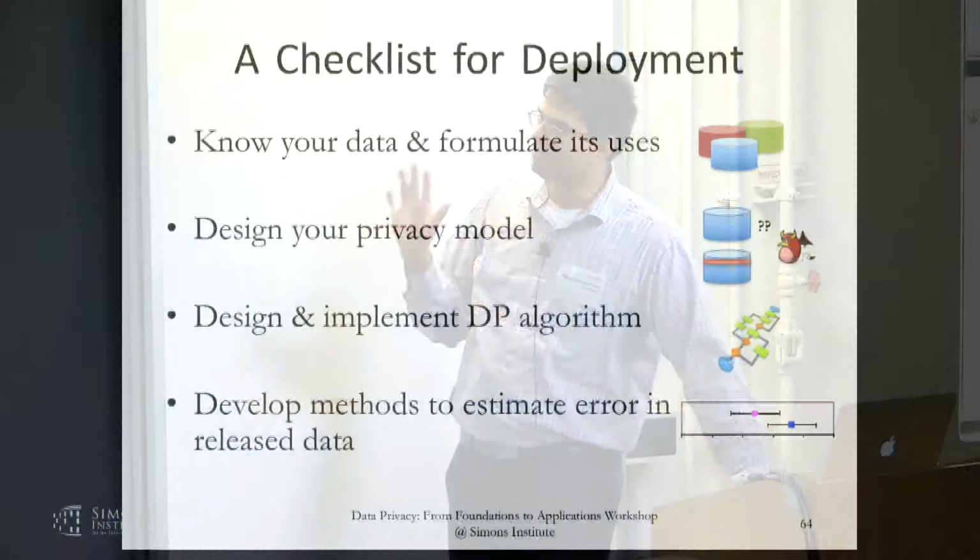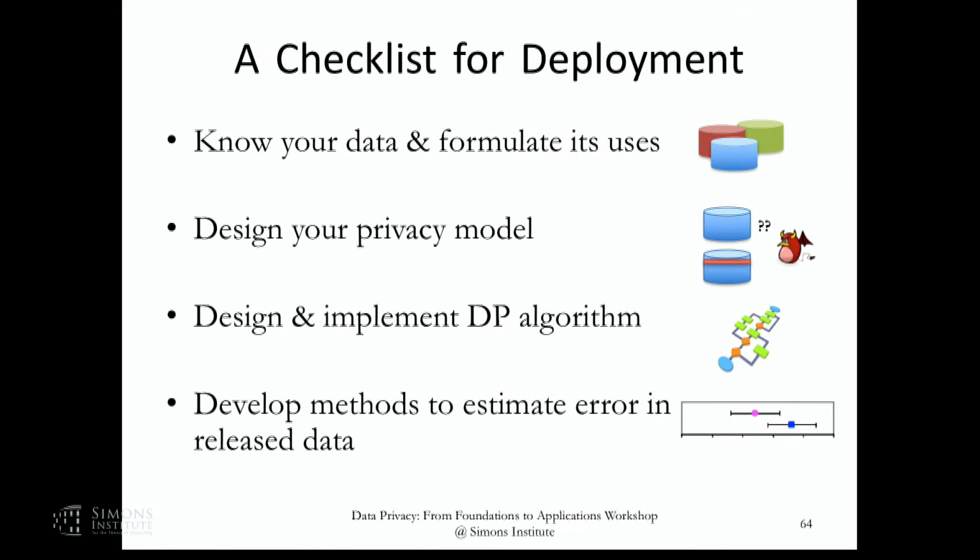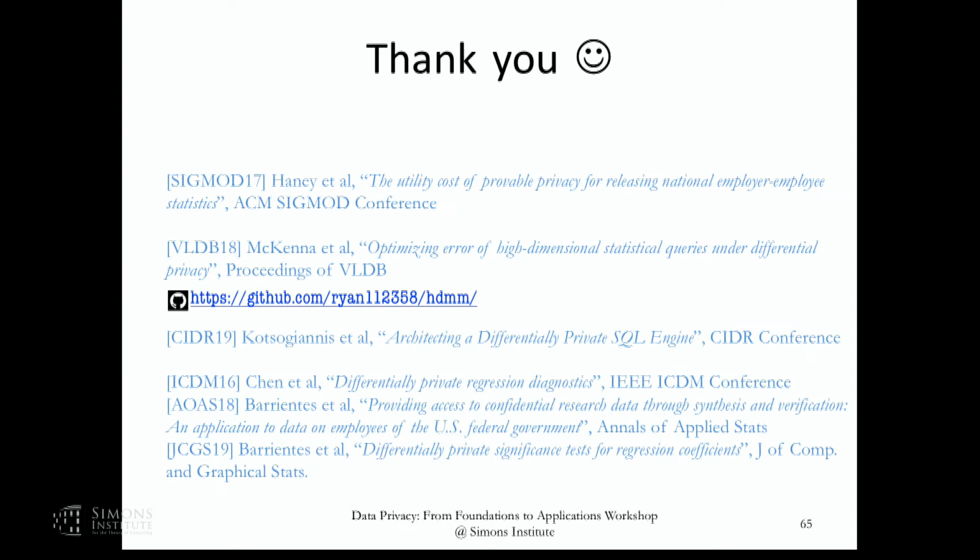So I want to end again with this checklist for deployment, right? Really think carefully not just about how you design your algorithm for differential privacy, and in fact I didn't talk about this today, it's really important to talk about all of the other aspects as well, right? Understand your uses of the data, because that is very, very important. Design your privacy carefully, and very, very importantly, understand how to interpret error and communicate it. Thank you.